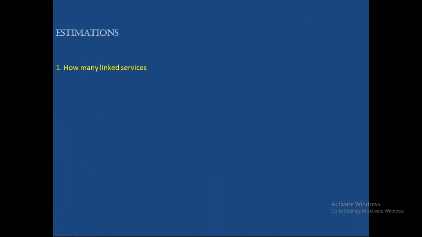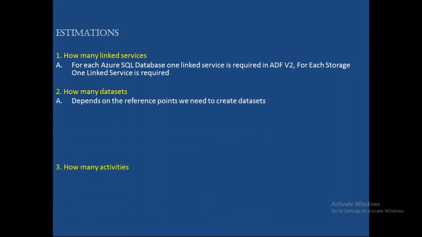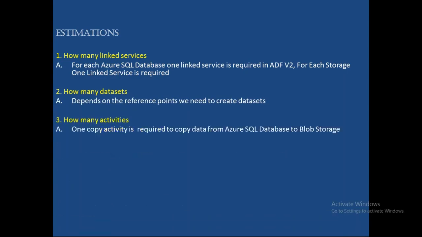Okay, let's see now the estimations. How many linked services do we need? For each Azure SQL database, one linked service is required. In Azure Data Factory v2, for each storage, one linked service is required. How many datasets we need depends on the reference points we need to create the datasets. How many activities do we need? One copy activity is required to copy data from Azure SQL database to the blob storage. If you want to log these records into Azure SQL database, we need a stored procedure, so we are going to use the stored procedure activity as well.